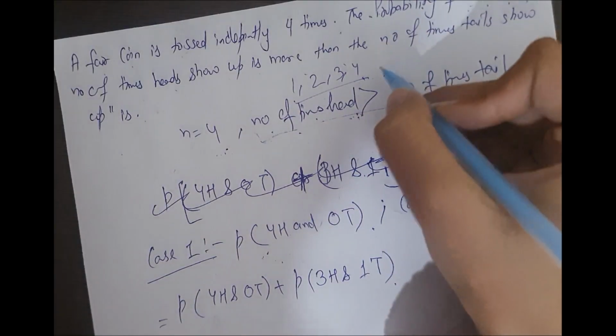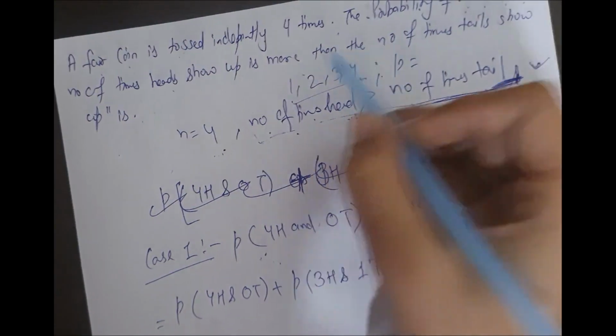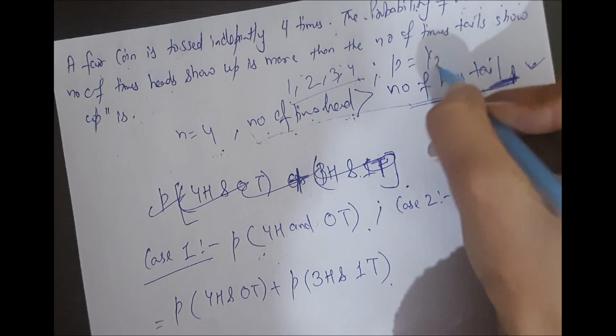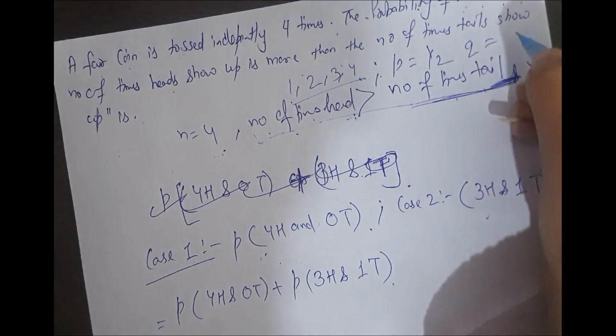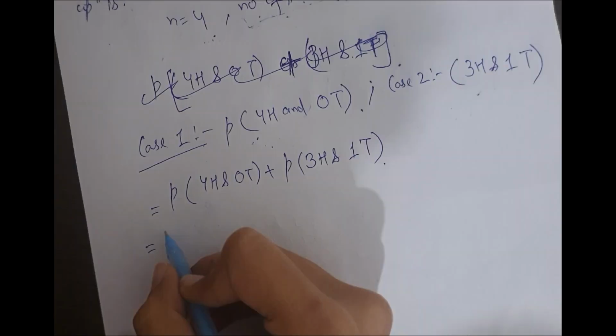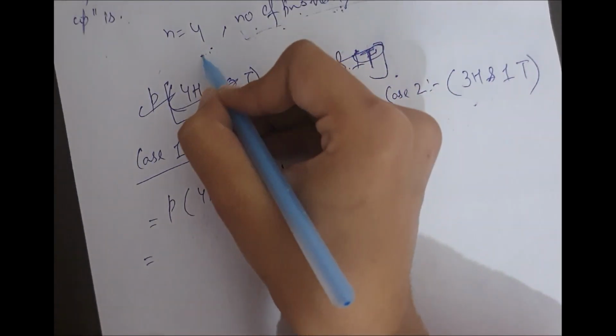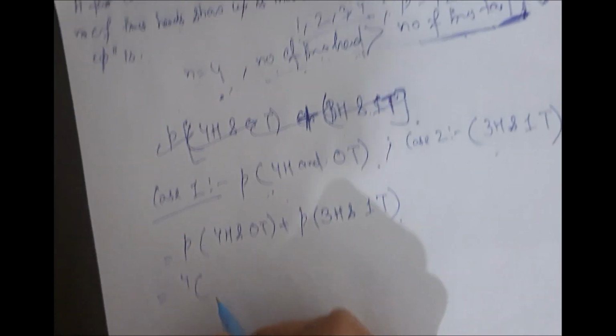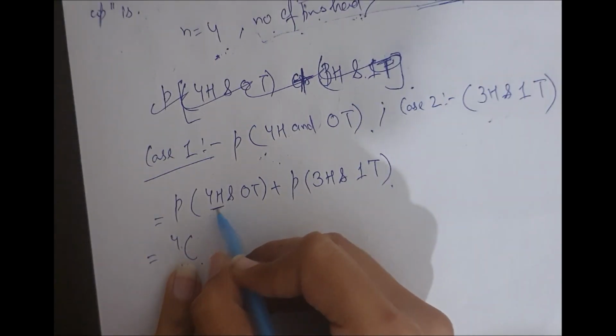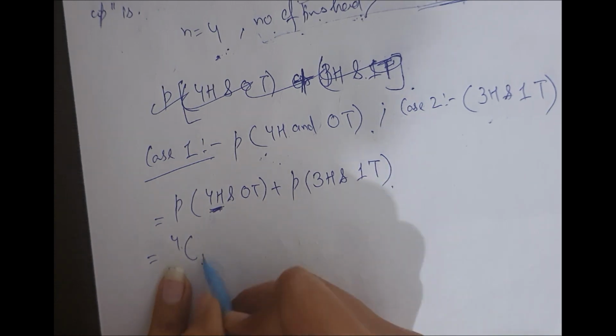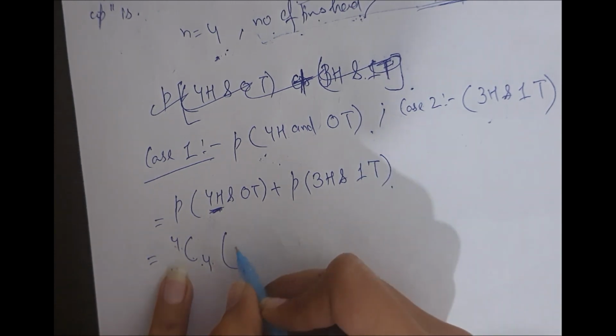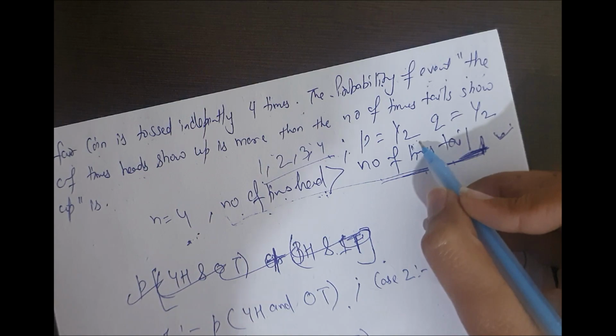So what is p? P is the probability of getting head, 1 by 2. Similarly, the probability of not getting head is also 1 by 2. So NCX, what is N? N is 4. 4C4, where X is the number of heads, 4 heads. P is the probability of getting head, 1 by 2.